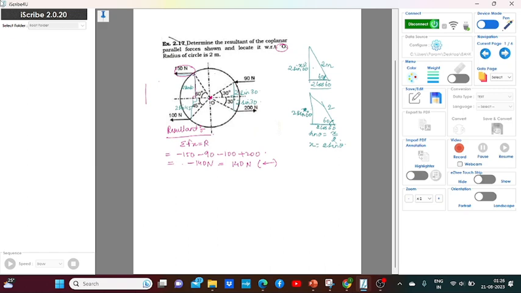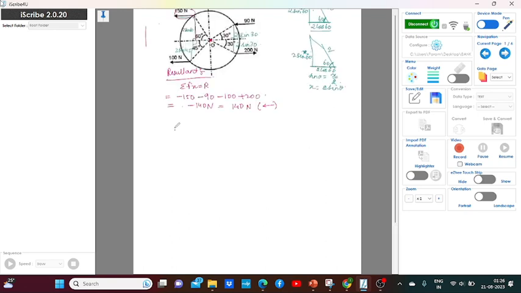I have got all the perpendicular distances. Now what I'll do is, I will go for my Varignon theorem. Varignon theorem says that the summation of moment of all the forces at O will be equal to moment of resultant at O. For now, I know that my resultant is how much? 140. It is going in where? In left hand side direction.